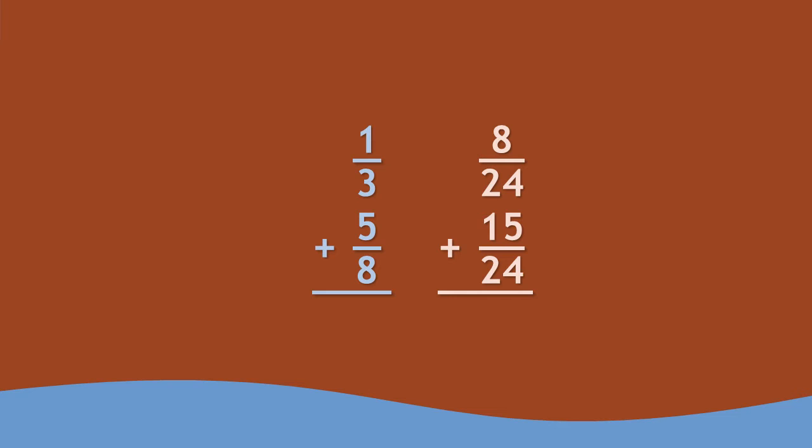Well, now we can do our addition problem. So we are going to keep our same denominator, which will be 24, and then we're going to add 8 plus 15, which gives us 23. Now remember, we always ask ourselves if we have our fraction written in its lowest terms. Have we reduced down as far as we can? And in this case we have. The answer to our problem is 23 over 24.